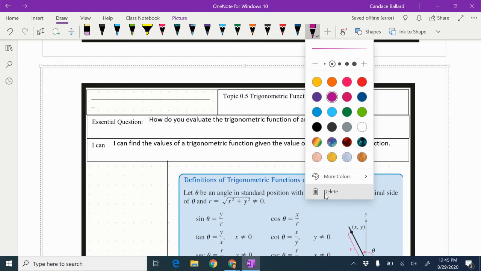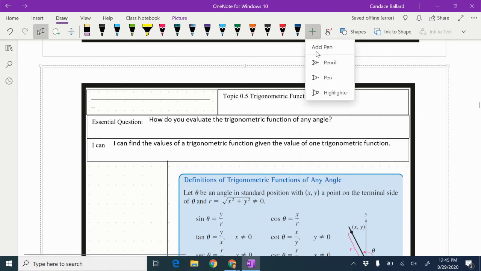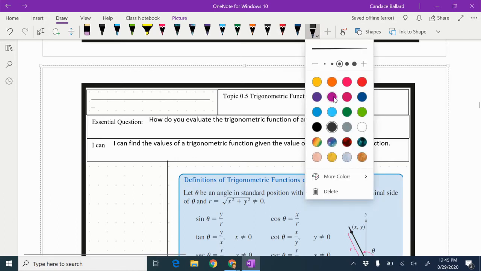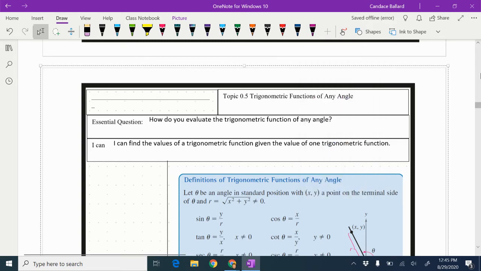I messed this up. Okay. All right, let's see if I got it better now.